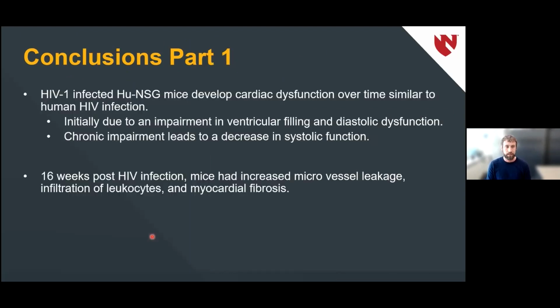All right, so in my first part, we saw that the HIV-1 infected humanized mice develop cardiac dysfunction over time, which is similar to human HIV-1 infection. Initially, this is due to an impairment in ventricle filling and diastolic dysfunction, but the chronic impairment leads to a decrease in systolic function. And then at 16 weeks post-HIV infection, mice had increased microvessel leakage, infiltration of leukocytes, and myocardial fibrosis.